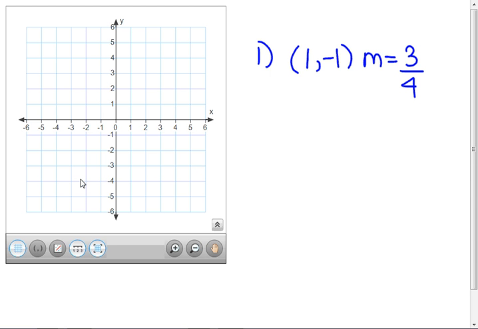Okay, you can do it on graph paper. I'm just going to illustrate this, and I'll help you get set up. You can do it on graph paper.